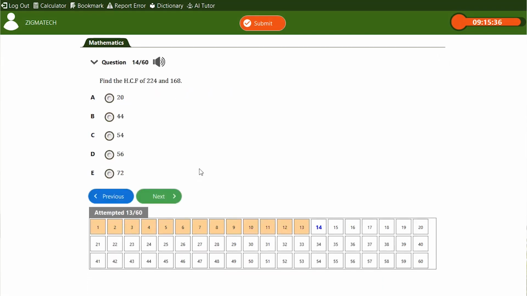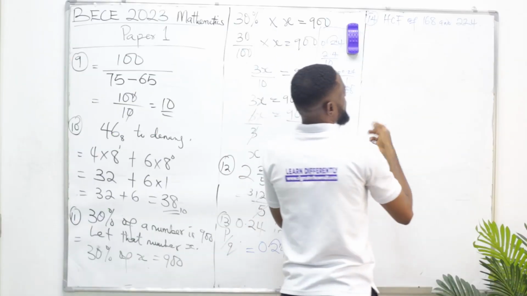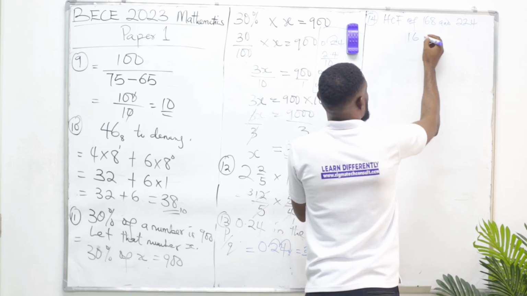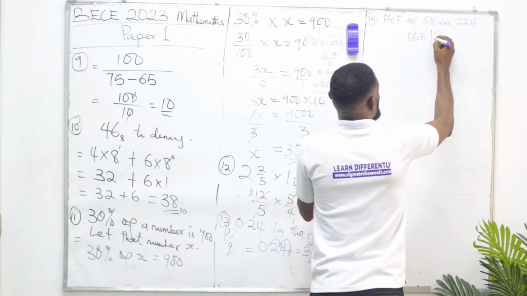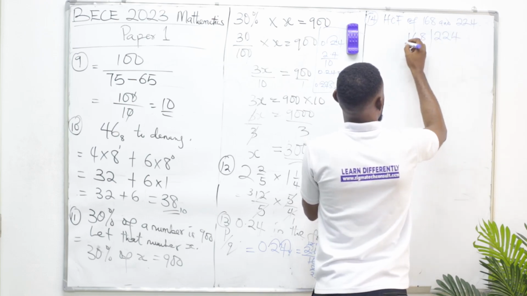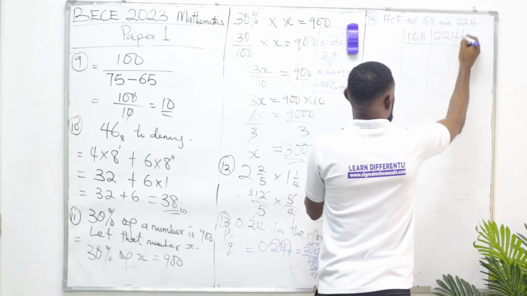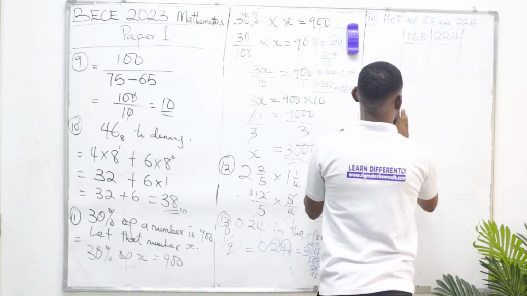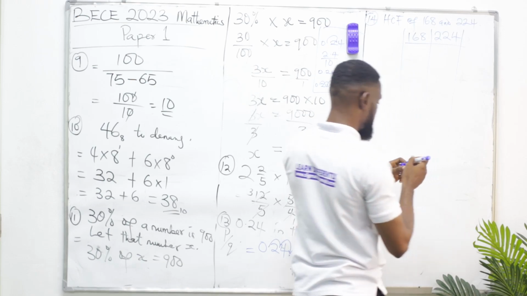Find the HCF of 224 and 168. HCF of 224 and 168. So HCF, you know how to do that, right? So bring 168 and 224. All right? So we go down. Remember how to go about your HCF.